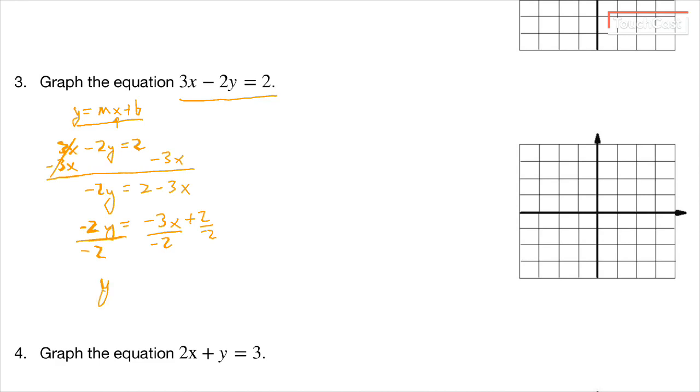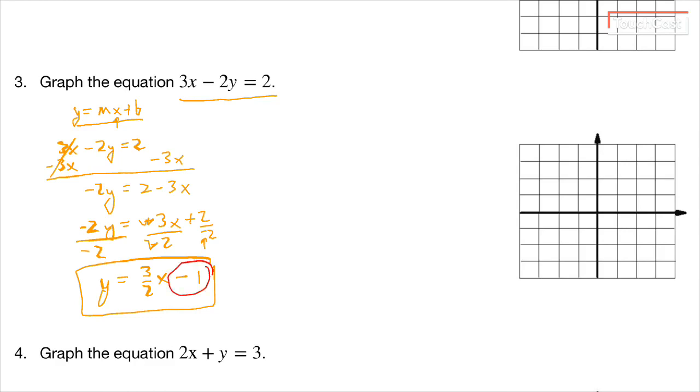This leaves me with y equals, the two negatives will cancel out, I get 3/2 x minus, because there's still a negative right there, minus, and 2 over 2 is just 1. So this is in slope-intercept form. Now we can take the y-intercept, and I'll do that in red.